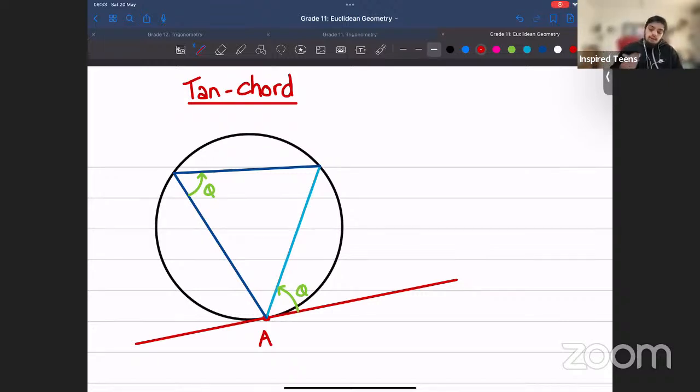So here I drew in my tangent first, then I drew in my chord, and then I created this angle between the tangent and this chord. It's equal to the angle subtended by that same chord. Not any chord, the same chord. So the angle between tangent and chord is equal to the angle subtended by that same chord, and the angle subtended by the same chord is here. Let's call it B.